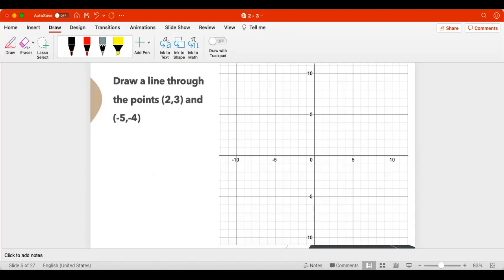Okay, so let's talk about graphing lines. The first thing we're going to do is just draw a basic line. I'm going to give you 2 points. All you need to draw a line is 2 points. And we're just going to draw a straight line through them. So here's a point, 2, 3. So let's find it. 2, 3, right here. And I'm going to put 2, 3 like that. And then -5, -4.